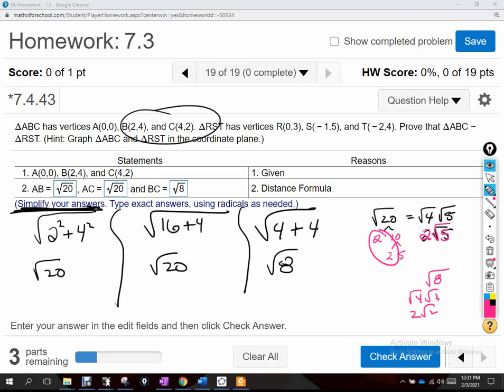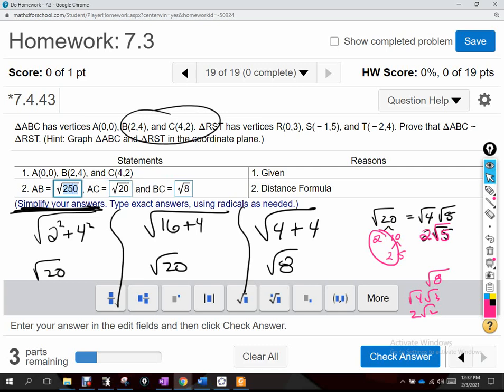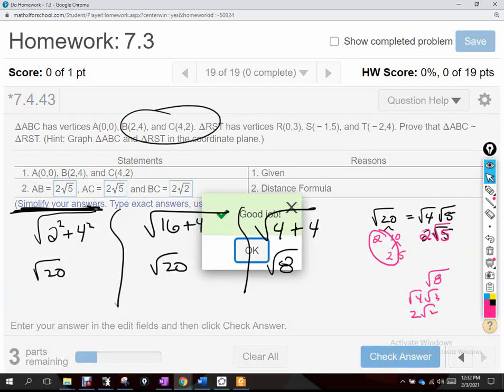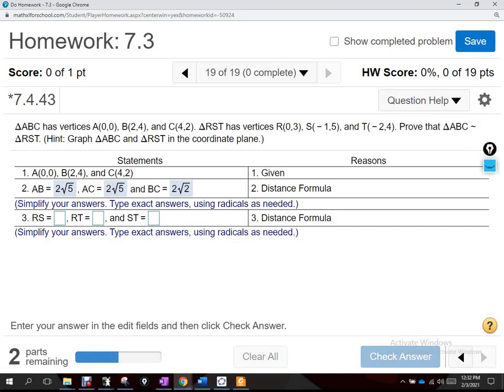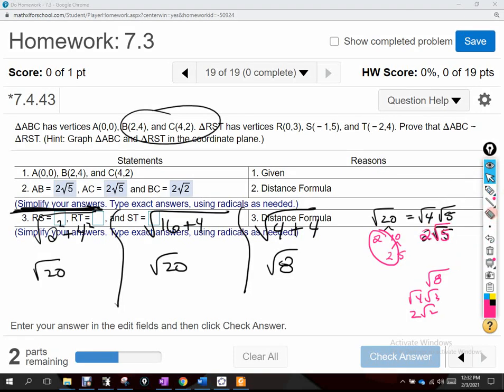So now we're going to type in 2 radical 5, 2 radical 5, 2 radical 2, check our answer, and we're good. Okay, so that's the only reason I missed it was because I didn't simplify, right? Did all the geometry right, but the algebra was pretty bad. Now they want us to do the same thing with RS, RT, and ST. Okay, so R to S, so let me clear this out.